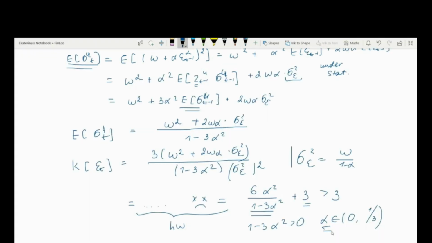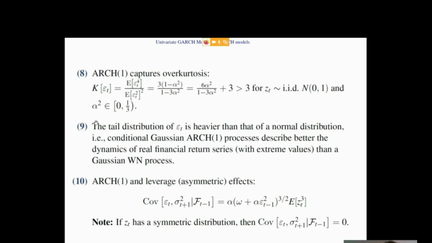What do you do? So if alpha squared is indeed in this very restricted region, then you are able to capture over-kurtosis. However, it is a trade-off between capturing a lot of shock persistence and over-kurtosis. So what it implies is that the tail of epsilon t under the ARCH specification is heavier than of the normal distribution, and you could really model the dynamics of financial time series with this.